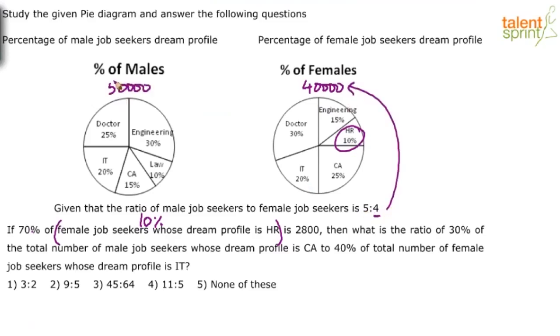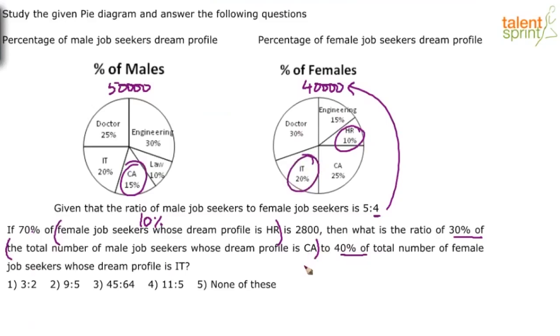Right? Now what is he asking us to find out? The ratio. What is the ratio of 30% of total number of male job seekers whose dream profile is CA? Now, male job seekers whose dream profile is CA is 15%. He's asking us to take 30% of that 15% of 50,000 to 40% of total number of female job seekers whose dream profile is IT. Now, female job seekers whose dream profile is IT is 20%.